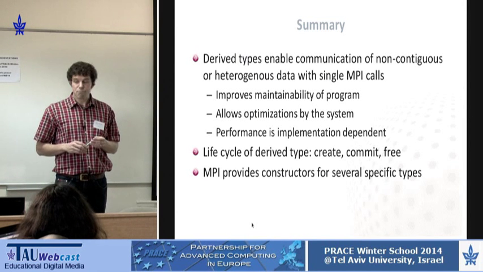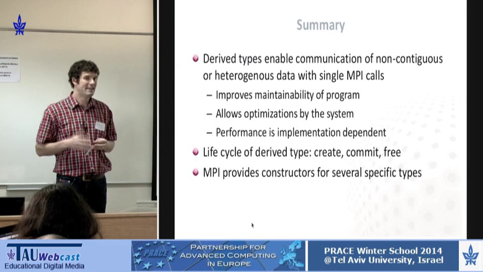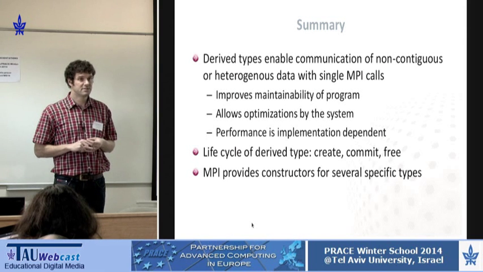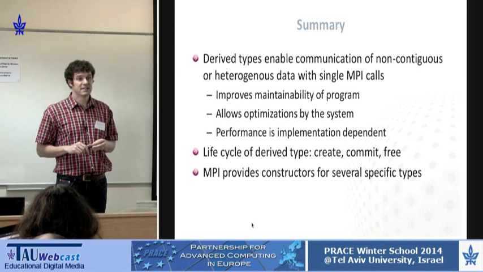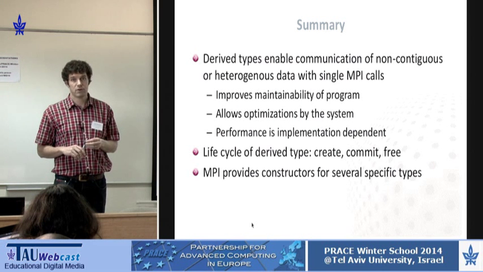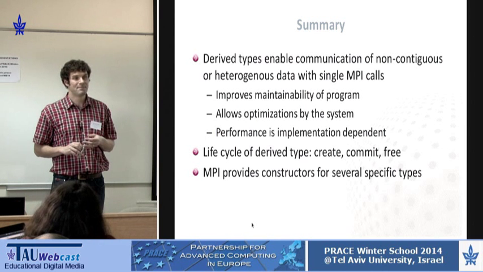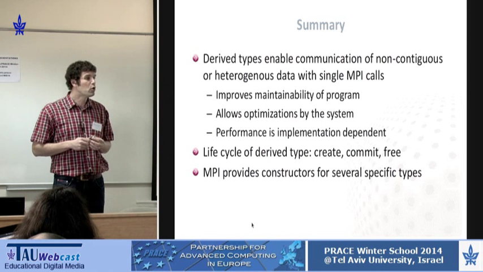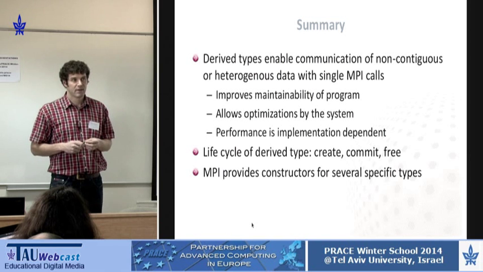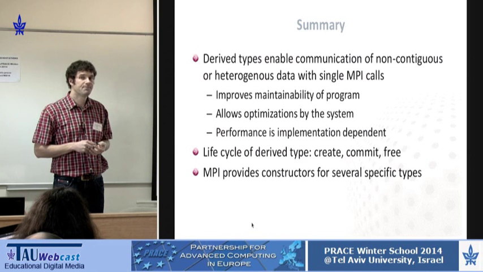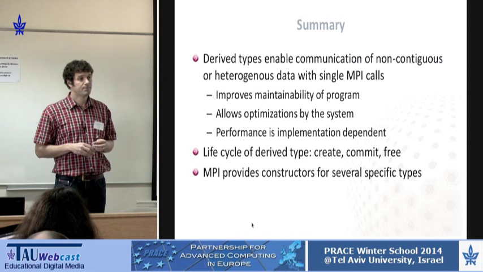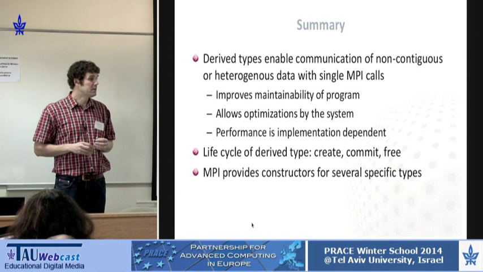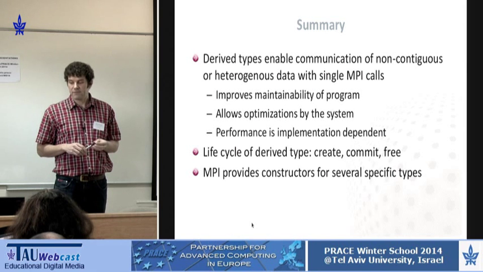So I think this more or less brings me to the summary. User-defined or derived data types in MPI allow communication of non-contiguous memory segments. The archetypical example is probably communicating a row of a matrix in Fortran or a column of a matrix in C, but there are also other very common memory patterns where the data you want to communicate is not contiguous. The reason to use these data types is that in most cases they improve the maintainability of the program and can also offer the MPI system optimization possibilities, so you might achieve better performance.